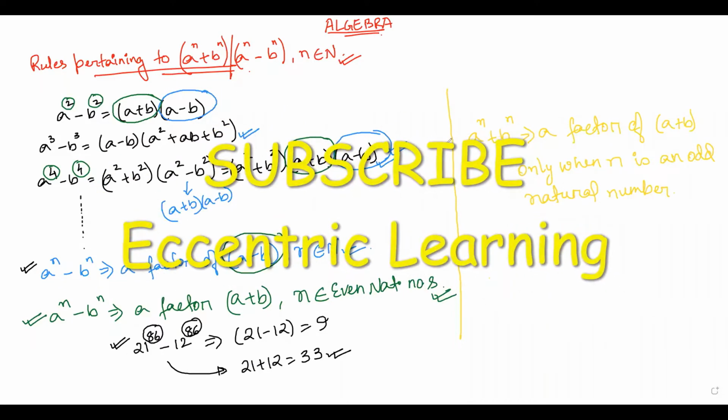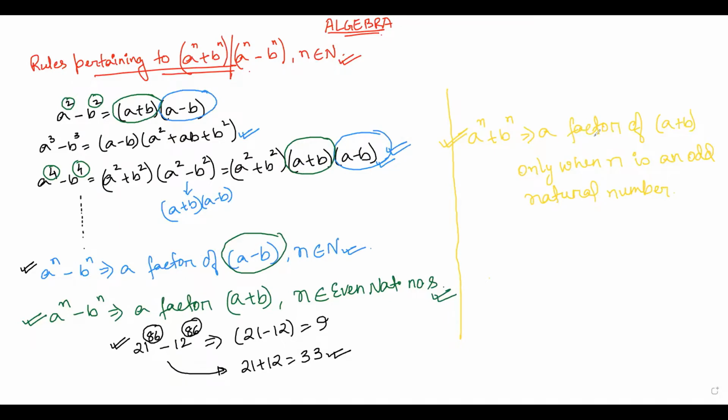In a similar way, if a number is of the form a raised to power n plus b raised to power n, we'll find that it will have a factor of a plus b only when n is an odd natural number. For example, if we take this number, 21 raised to power 37 plus 12 raised to power 37. So this number is of the form a raised to power n plus b raised to power n, and here the power is an odd natural number. So this number will have a factor of a plus b, that is a factor of 21 plus 12, that is 33. So we can say that this number will be completely divisible by 33.